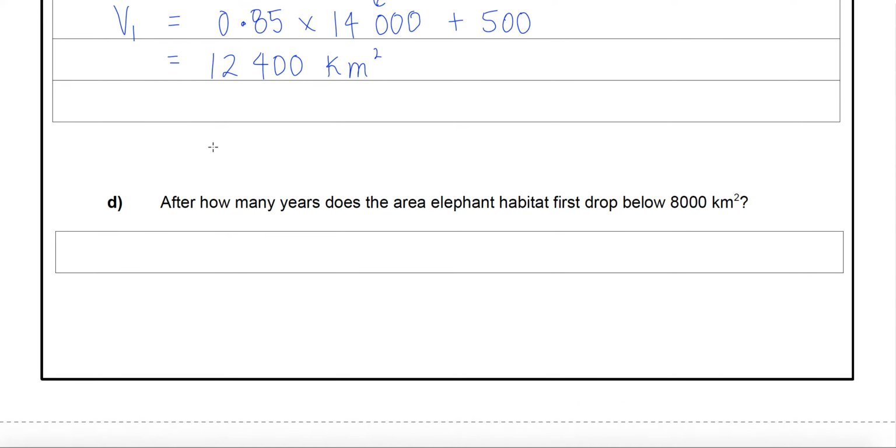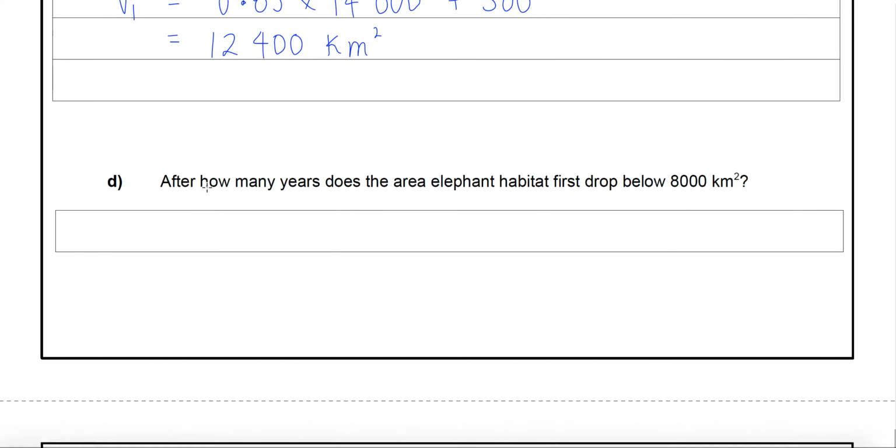Now, if you go back to your calculator and you keep pressing enter, we want to see how many times it takes us when we're pressing enter for the sequence to get the elephant habitat to drop below 8,000 for the first time.